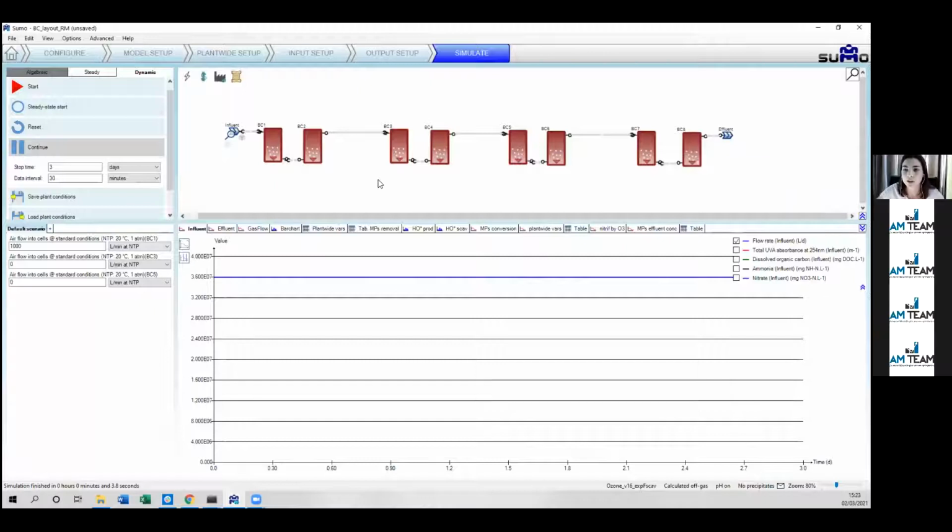So in this exercise, we will first dose a certain amount of ozone, a certain amount of gas flow, in a single bubble column, in BC1.